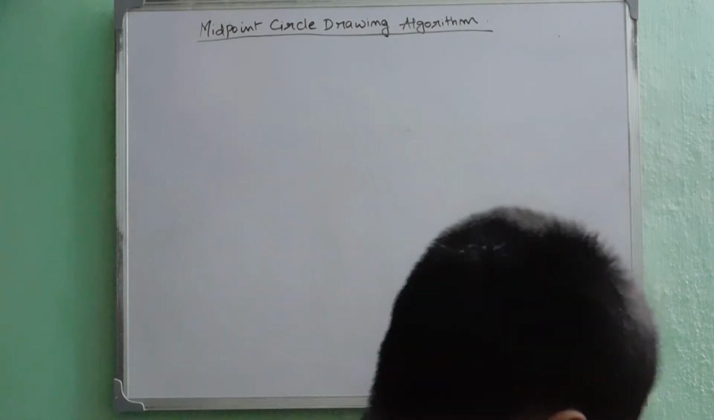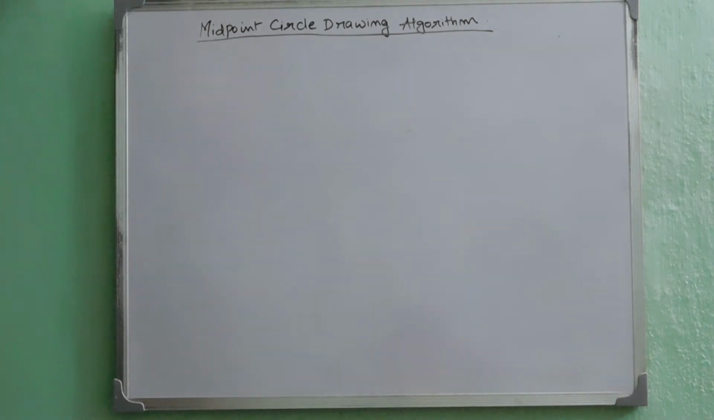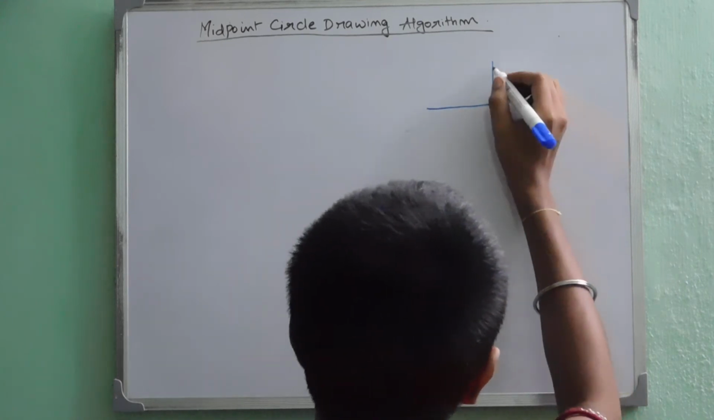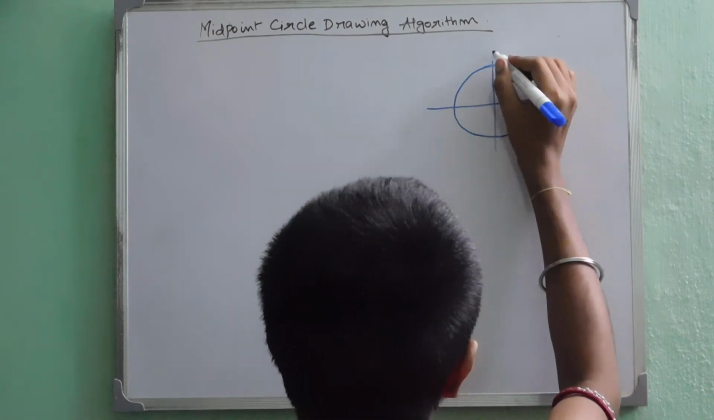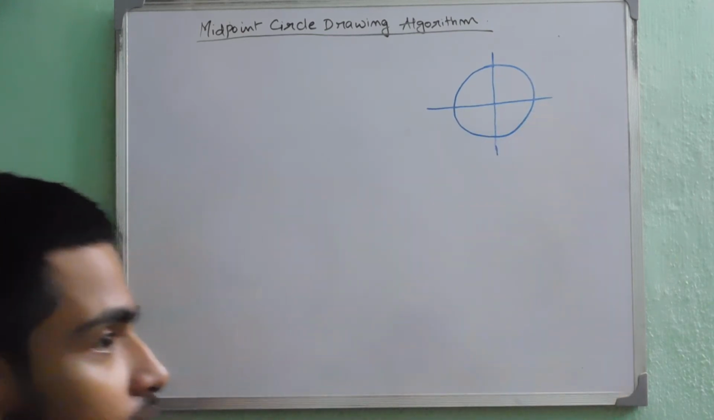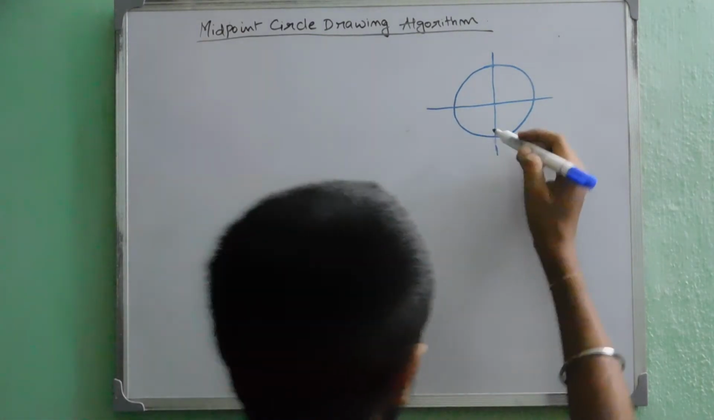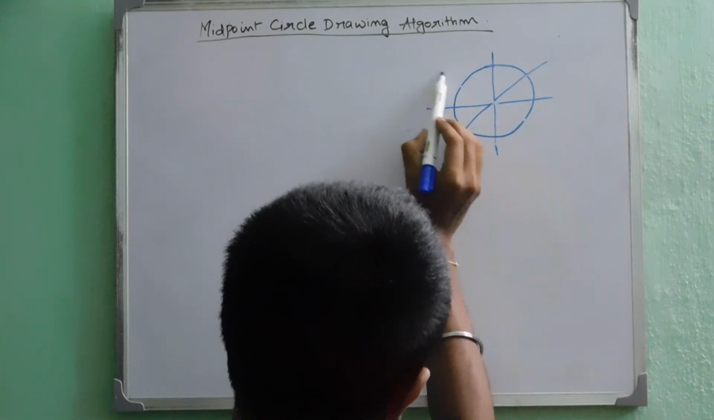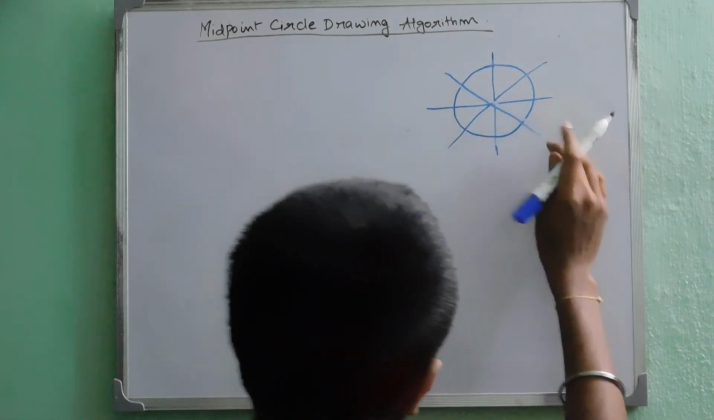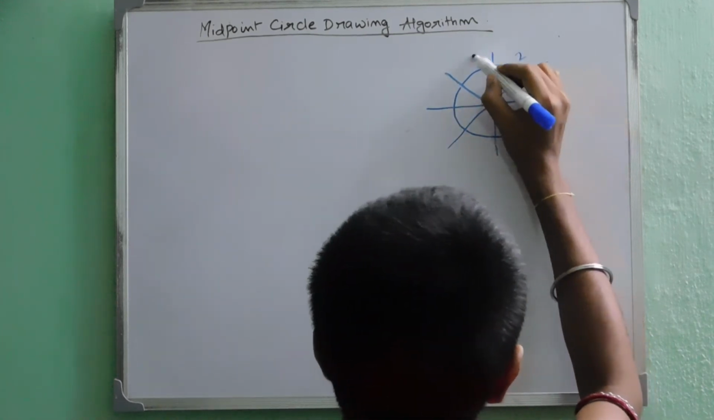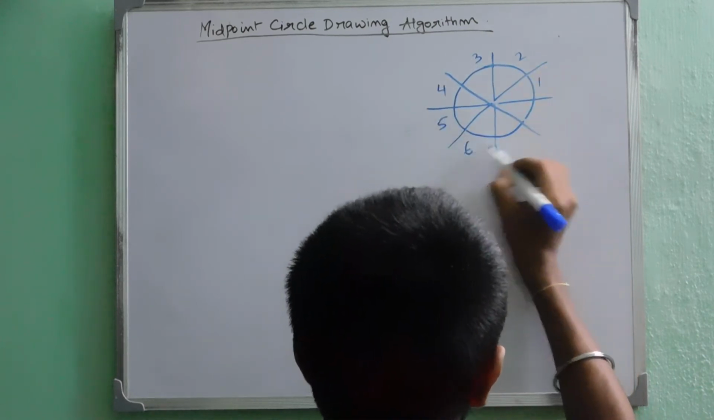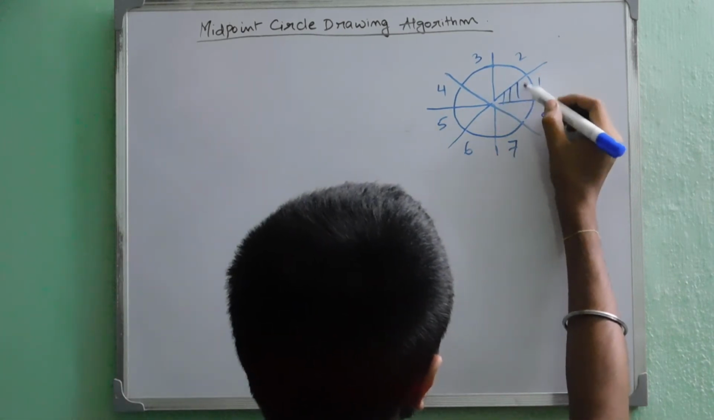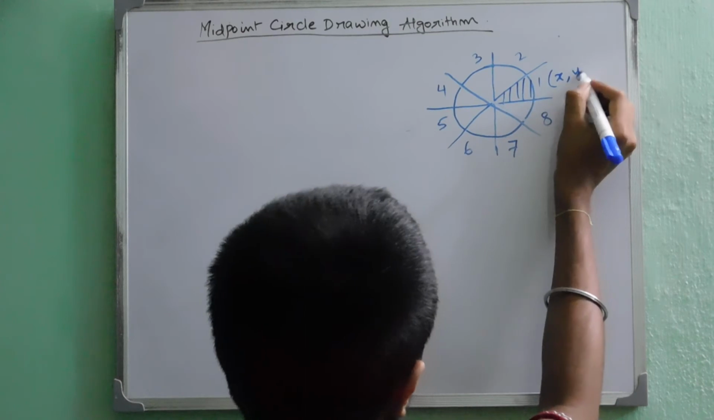Now finding the points in the other octants, there is a rule. So let's see the rule first. These are the 4 quadrants. Now we will divide each quadrant into 2 octants, so this becomes the 8 octants. This is the first, second, third, fourth, fifth, sixth, seventh and eighth. We have found the points for this octant, that is in the form of x comma y.